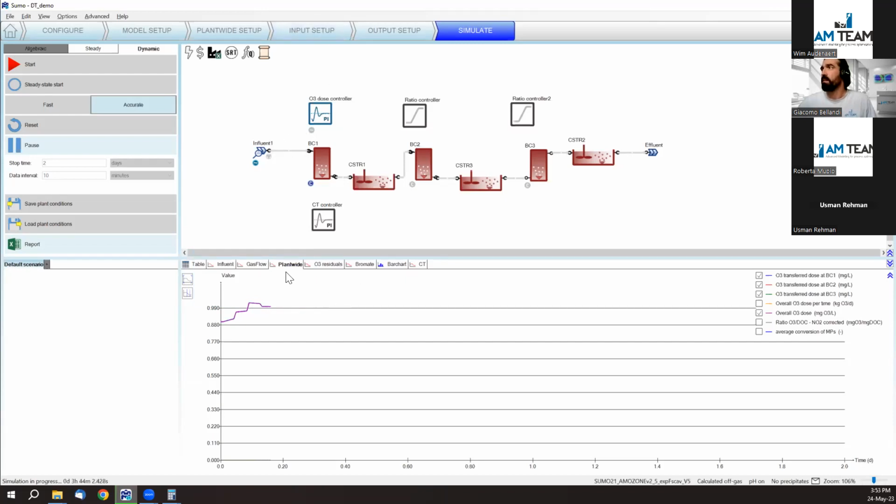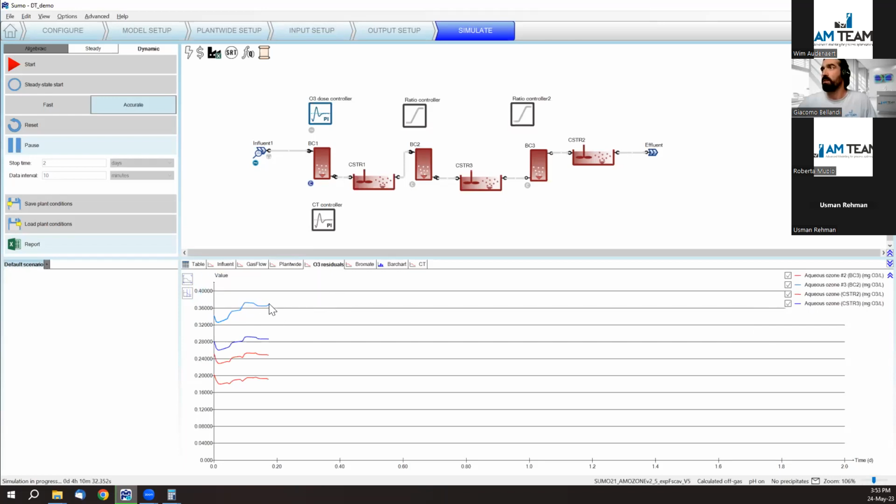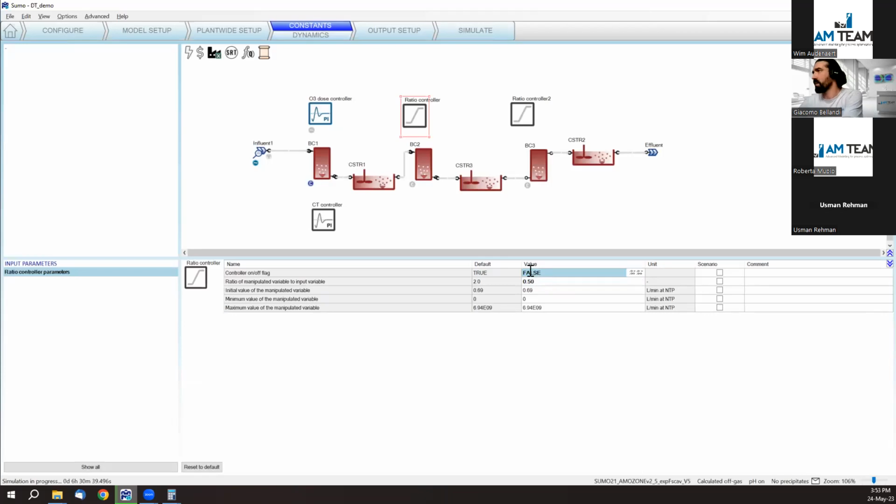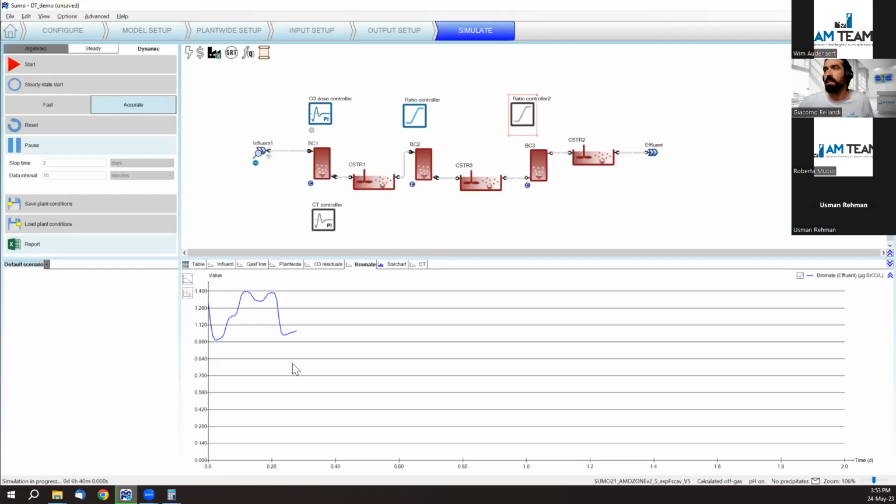At a certain point, we can have a look at the ozone residuals. Since it's a drinking water installation, it's very important to minimize bromate and also maintain the required CT. We see that the CT is fluctuating quite a lot. To reduce bromate, we can switch on the other two bubble columns, spread the same dose across the whole installation, and then continue with dosing.